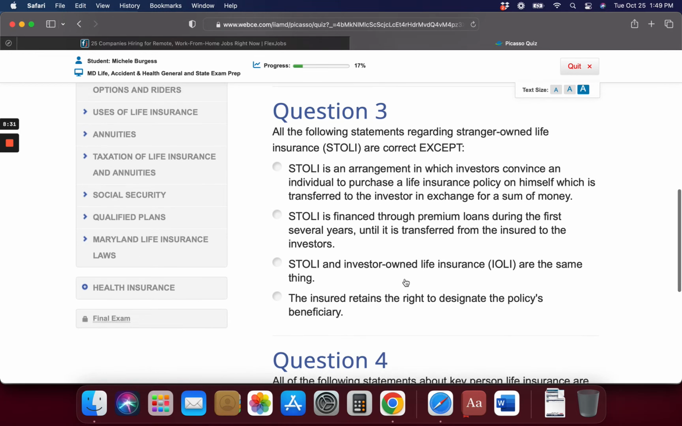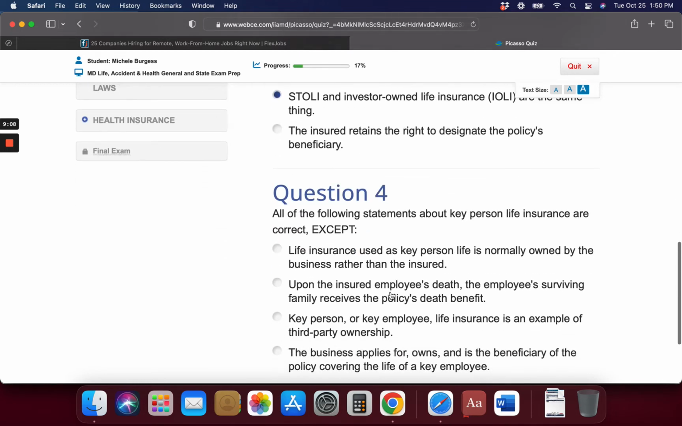I'm guessing. All the following regarding stranger-owned life insurance, STOLI, are correct except: STOLI is an arrangement. The insurer retains the right to designate the policy's benefits. I don't think IOLA are the same thing. I can't remember. Alright, I'm going to stick with that.